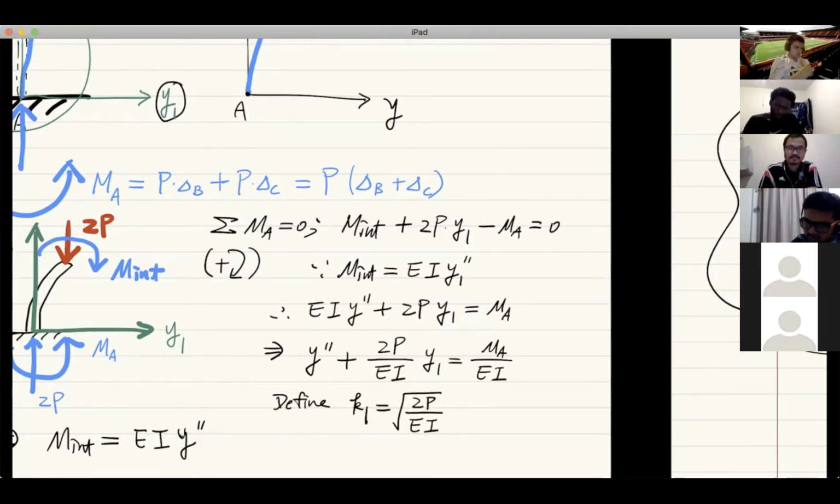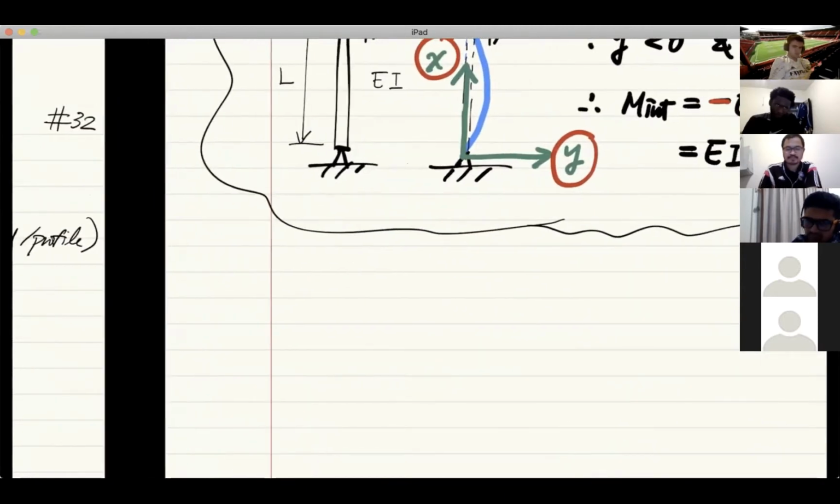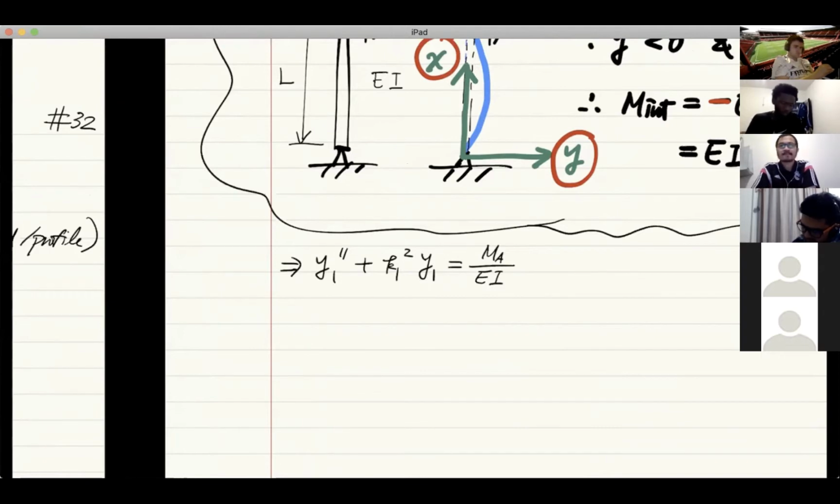Now with this, let's go to the next page. I'm going to continue here. The equation becomes y1 double prime plus k1 squared times y1 equals MA over EI. Right? So that's our step 1.